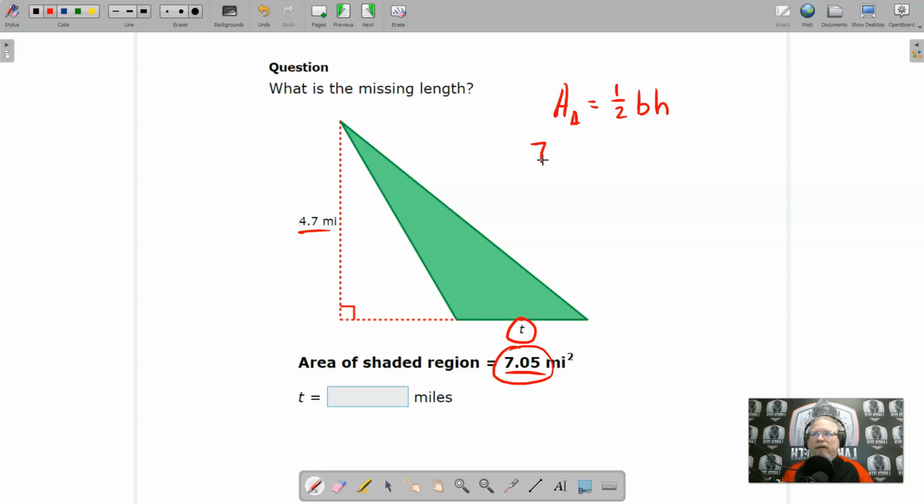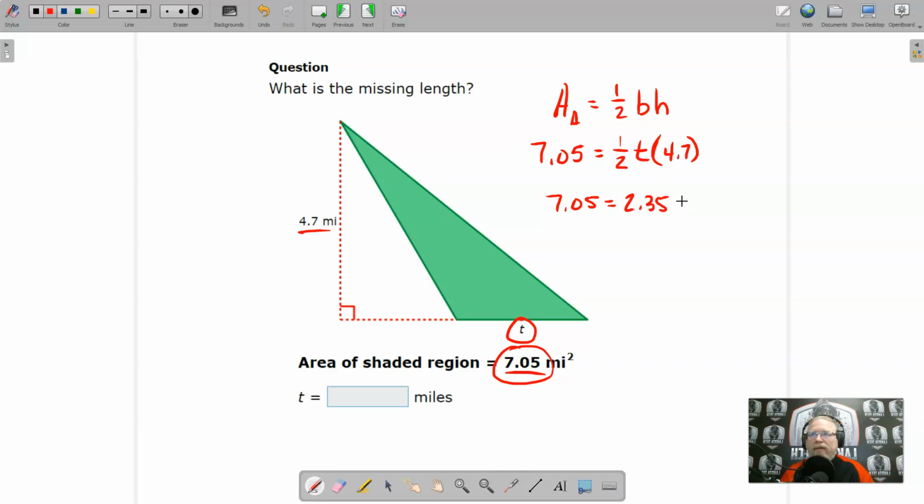You're used to working everything on one side and getting an answer for the other side, but actually they're giving us the area. So let's put in 7.05 equals 1/2 as part of the formula. The base here is t. T is what we don't know. And we're multiplying all that times the height of 4.7. So let's go ahead and do 1/2 of 4.7, right? 4.7 times 1/2, so 0.5 times 4.7 gives us 2.35.